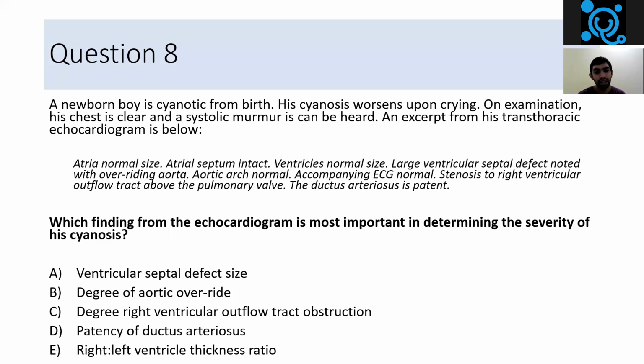Question 8. So you have a newborn boy who is cyanotic from birth. His cyanosis worsens upon crying, and on examination, his chest is clear, but a systolic murmur can be heard. An excerpt from his transthoracic echocardiogram is listed below. Yeah. So it says his atria are of normal size, his atrial septum is intact, his ventricles are of normal size. He's got a large ventricular septal defect with an overriding aorta. The aortic arch itself is normal, and the accompanying ECG is normal as well.